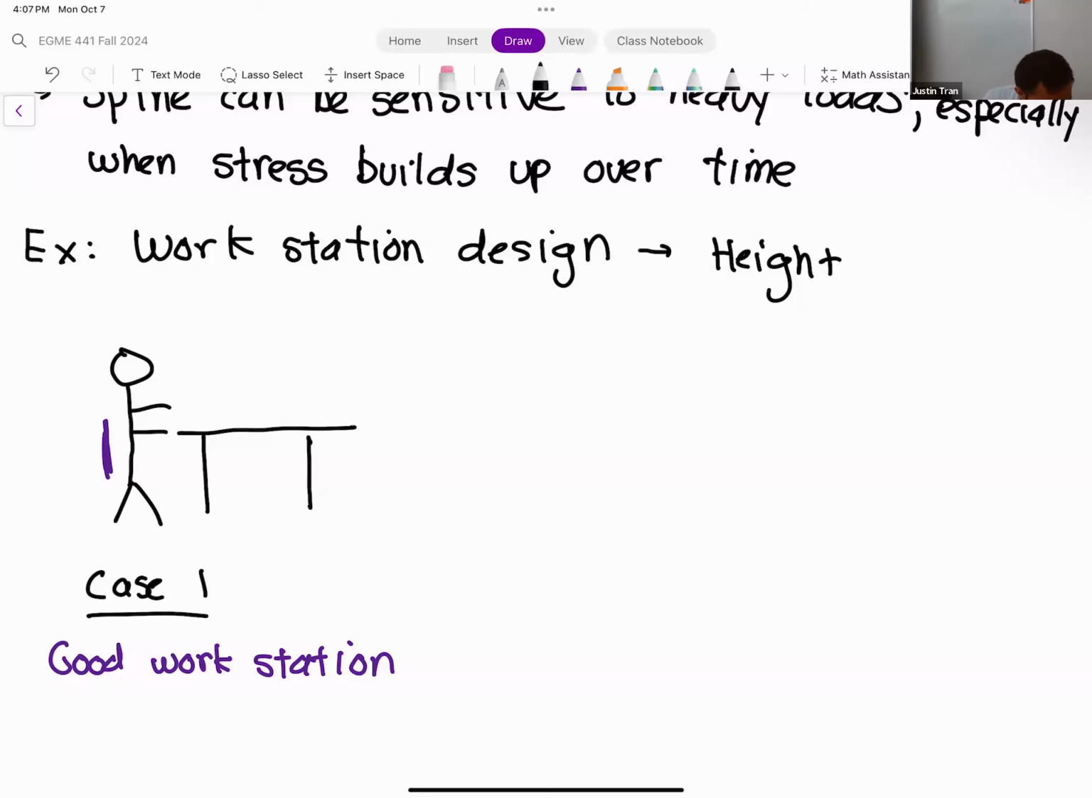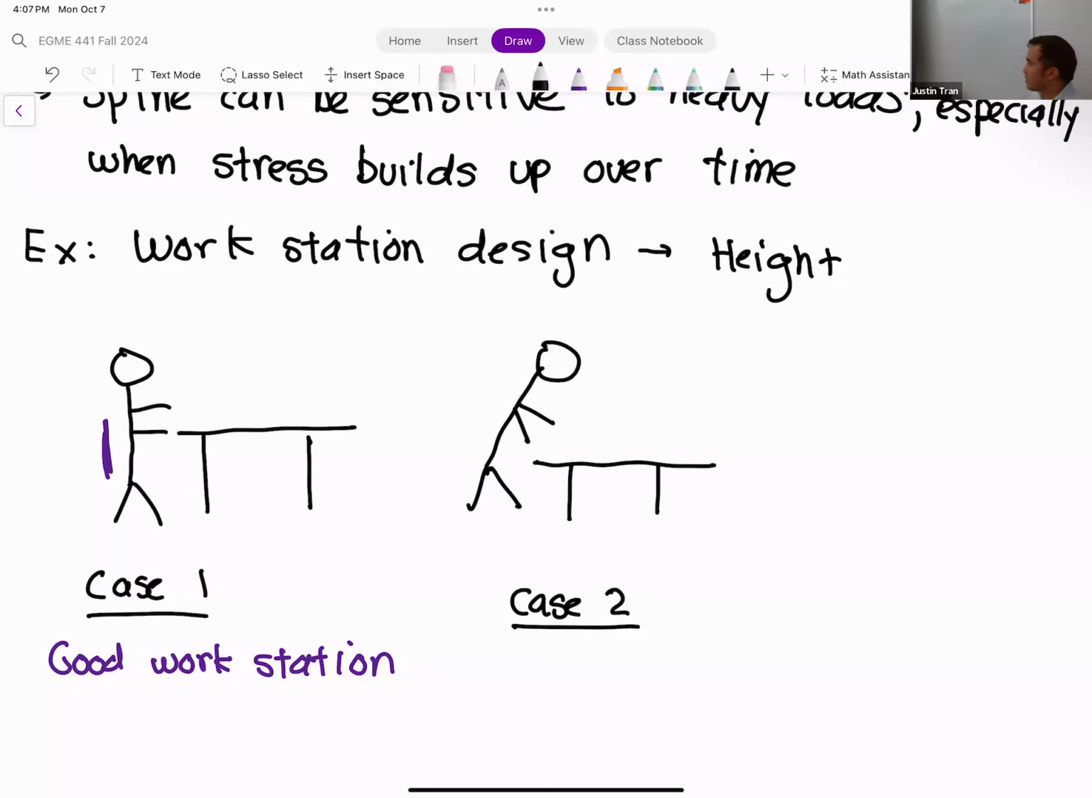Okay, next we're going to look at another case. So let's see what happens when we lower this table a little, right? Let's say that this workstation is a little bit too small for this person. If the workstation's a bit smaller, then to work comfortably, the person has to bend down a little bit. It may not be a lot, and so it may not be something that you feel right away.